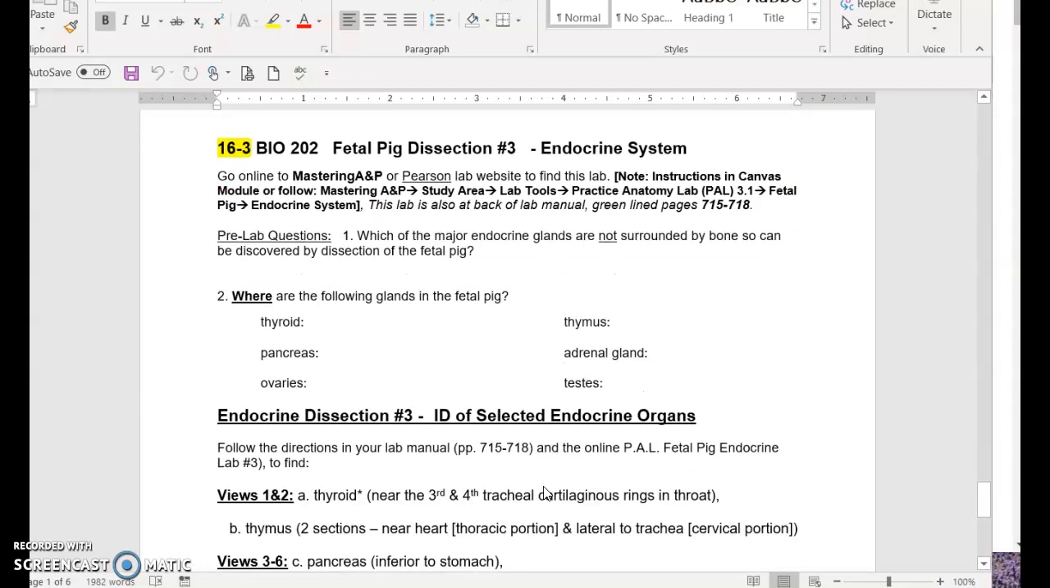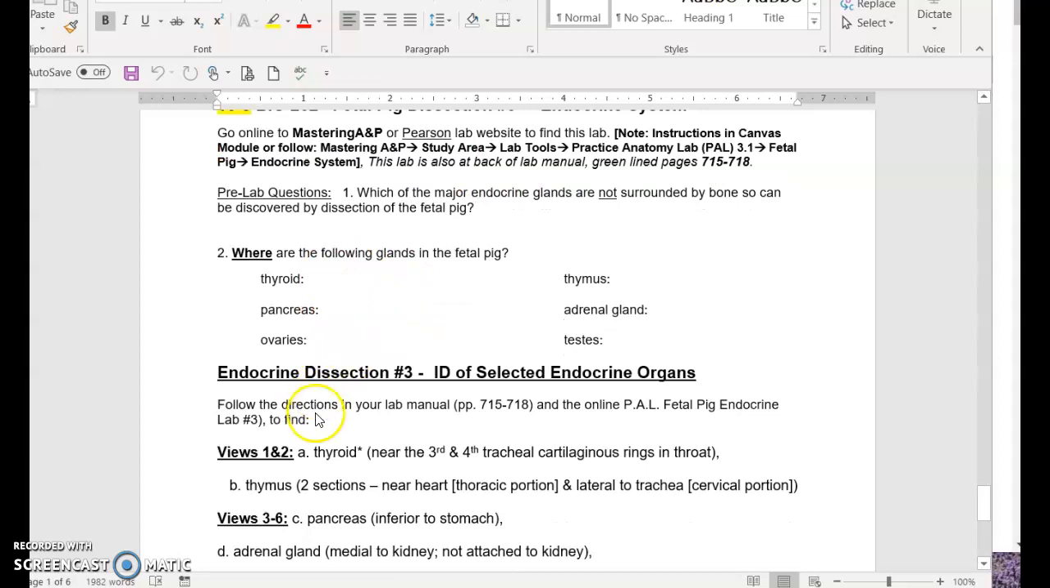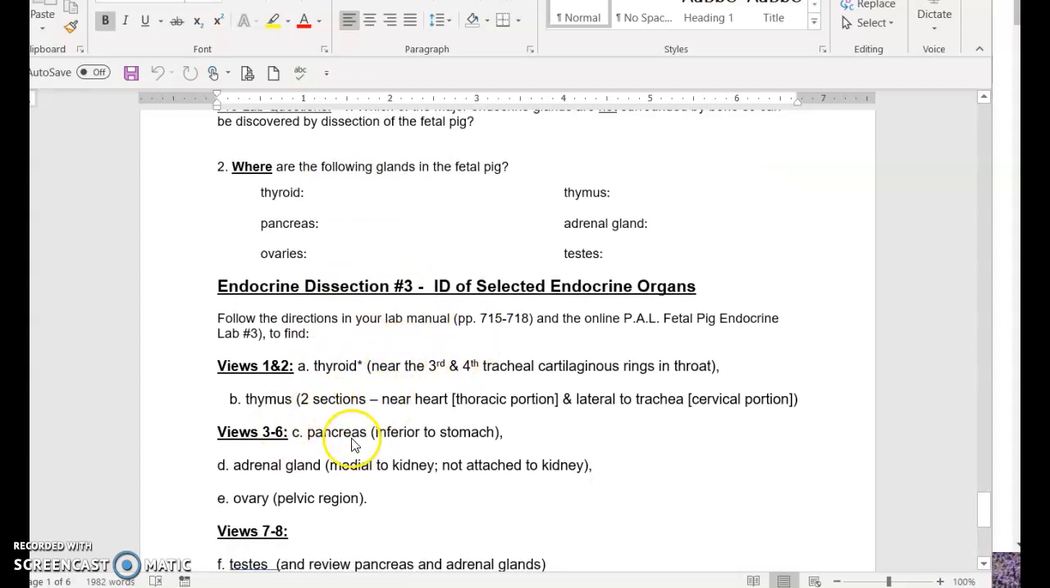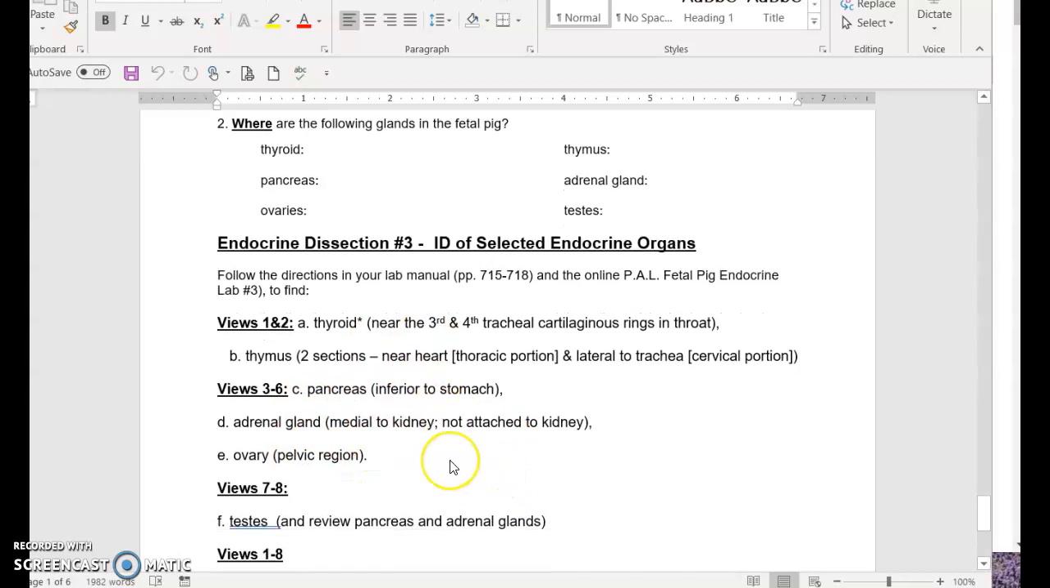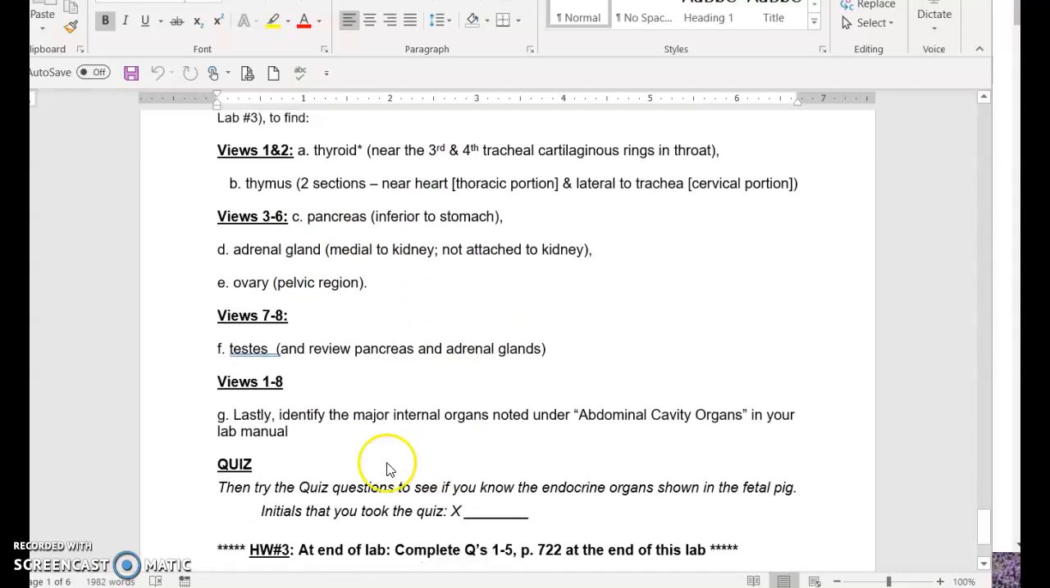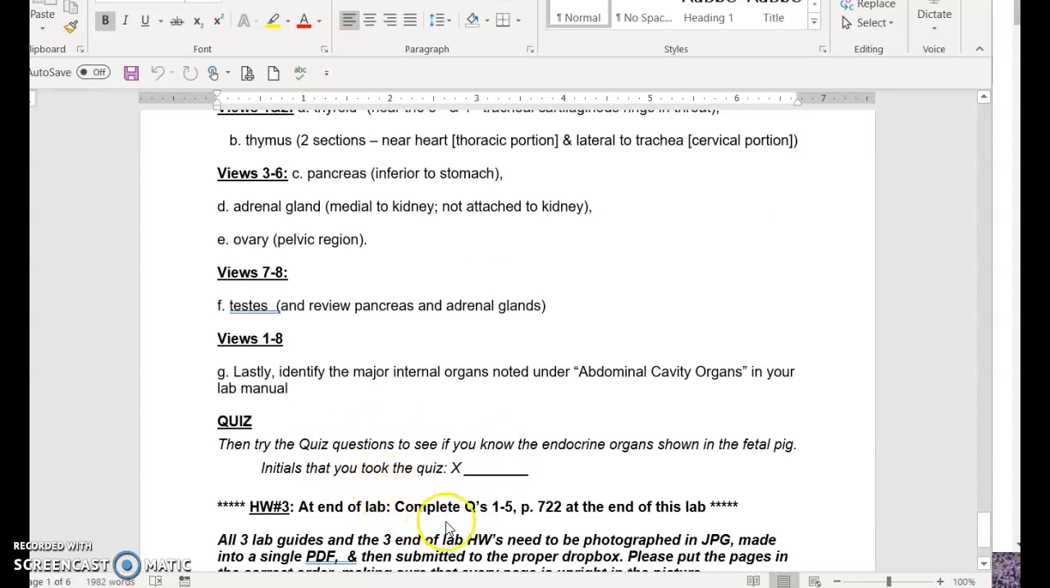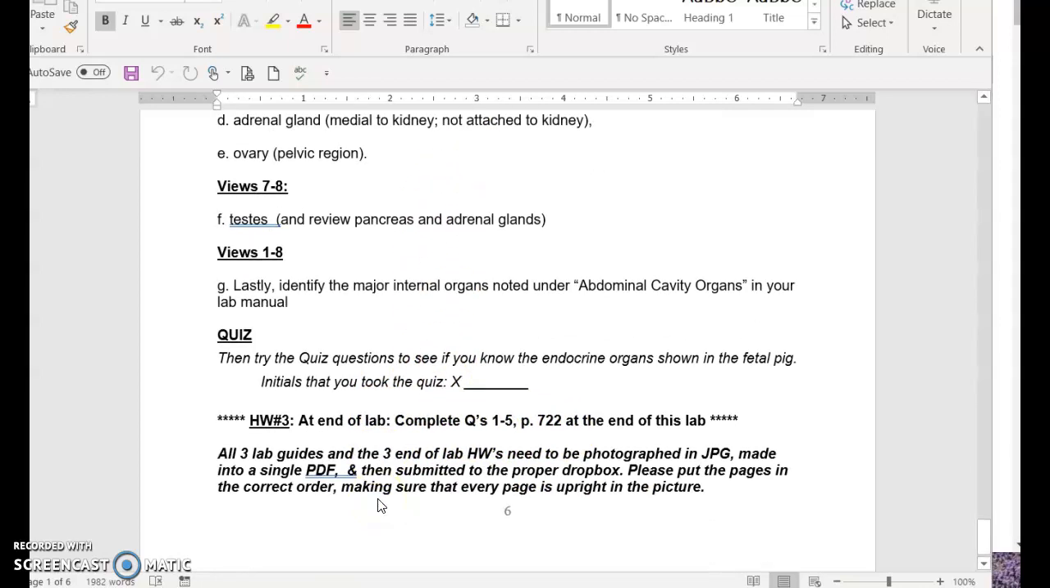Then the fetal pig dissection. Again, you're going online to actually look at the dissected pig, and there are some questions beforehand and then some views. You should know all these. I'll just cut and paste some of these onto your practical exam. So make sure you've seen them well, taken that quiz, and then just initial that you tried the quiz. Again, there are not very many questions, but if you look on page 722, you'll see 5 questions that relate to this lab. So you need to answer that.